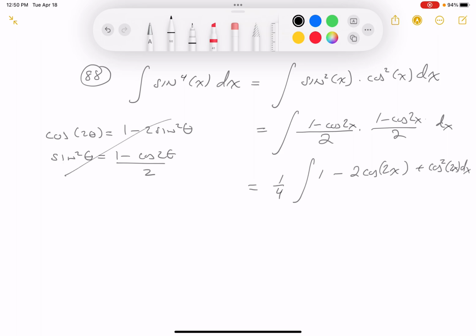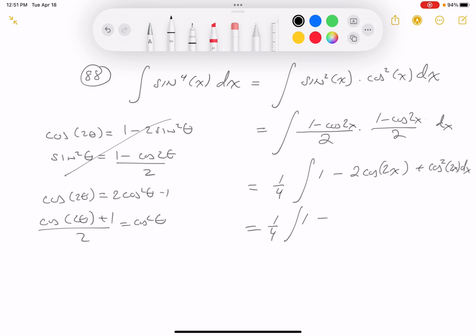Well, I'm going to use this one again. Cosine of 2 theta is going to be 2 cosine squared theta minus 1. So cosine 2 theta plus 1 over 2 is cosine squared theta. What are we trying to do? Reduce the power. That's all we're doing. Let's write this down, 1/4. And let's see what you get there.